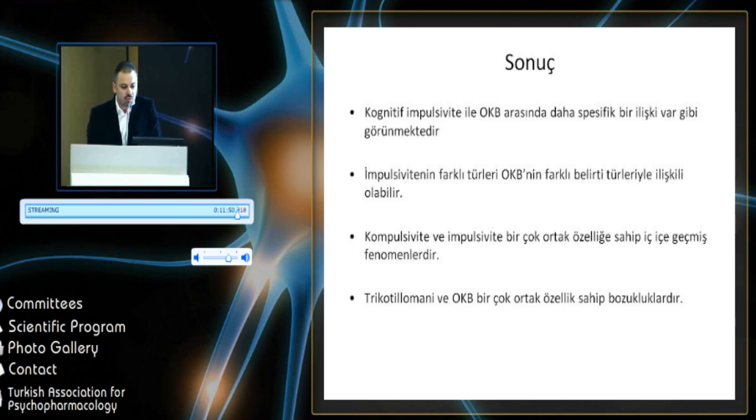Conclusions. Cognitive impulsivity seems to have a specific relationship with OCD. There are different types of impulsivity, and these may have associations with other symptoms, specific symptoms of OCD. Compulsivity and impulsivity share many features, and they are intertwined to a certain degree. Trichotillomania and OCD also have many common features. This is all I have to say.